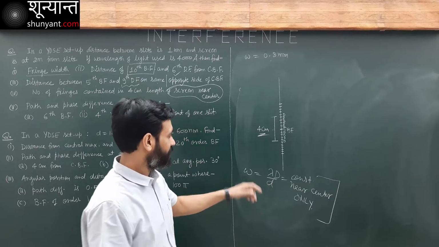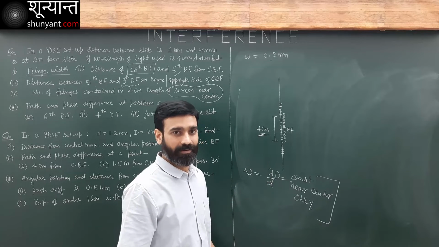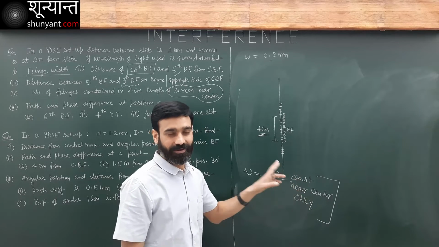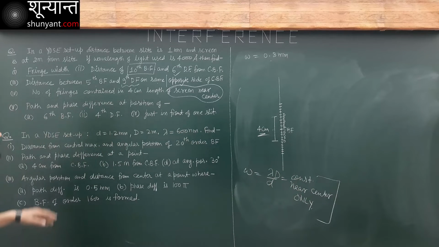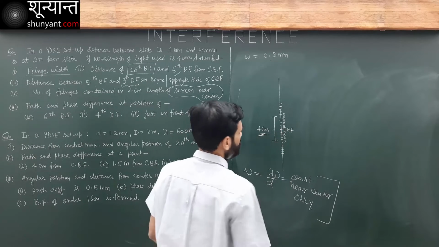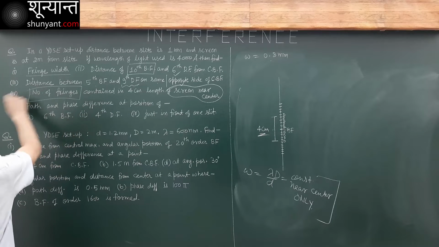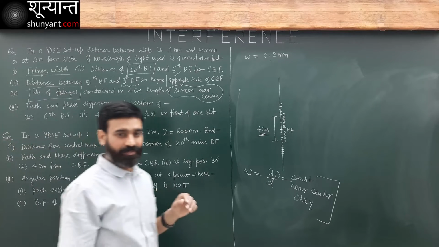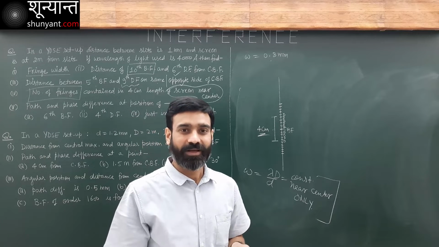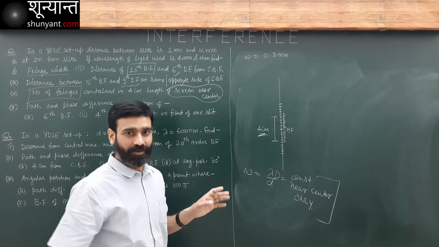Remember that this fringe width, lambda D over d, is constant near center only. We derived this relation for this case only, near center. Remember that condition. So what will be the number of fringes? Is it talking about the number of bright fringes or dark fringes? Both are going to be approximately the same.